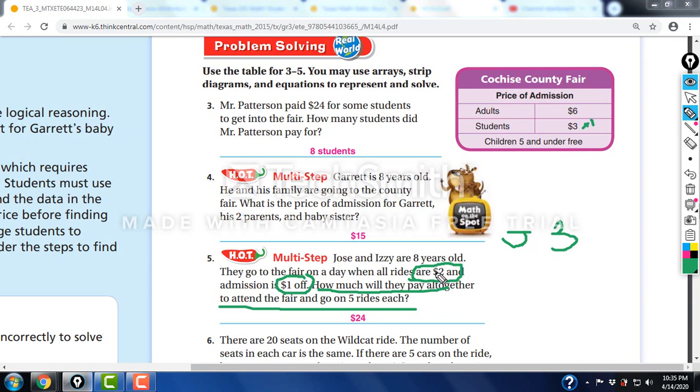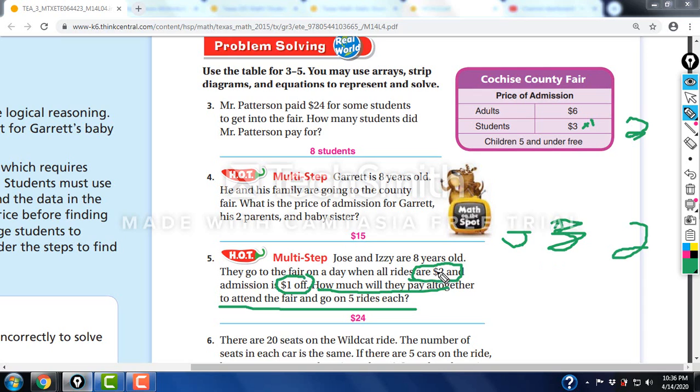Oh, I'm sorry. On that day, it's $1 off. So 3 minus 1. So he only pays $2 to go in. Right? Because it's $1 off. So he pays $2 to go in.